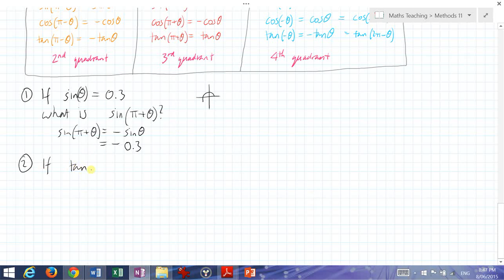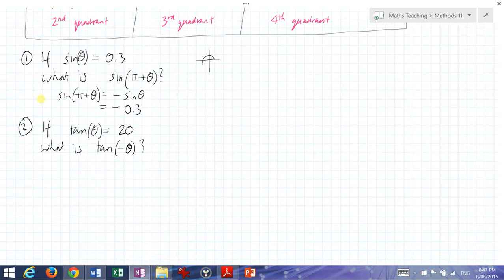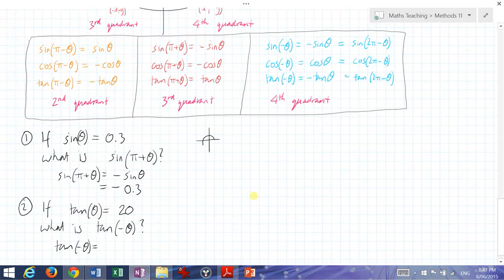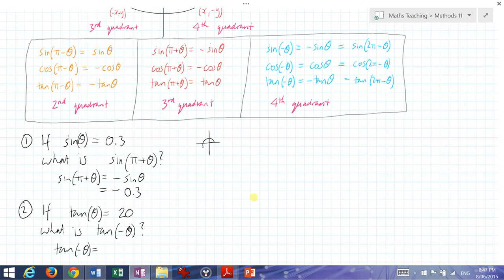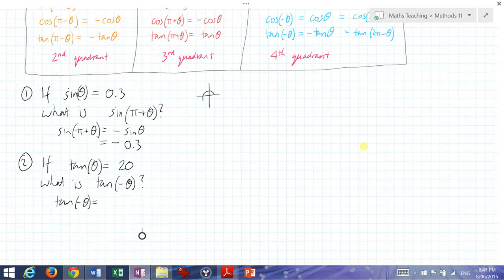If tan of theta equals 20, right? What is tan of negative theta? We can use our symmetries. We know that tan of negative theta equals, looking in the blue writing, tan of negative theta equals negative tan of theta. So it's going to equal negative 20.